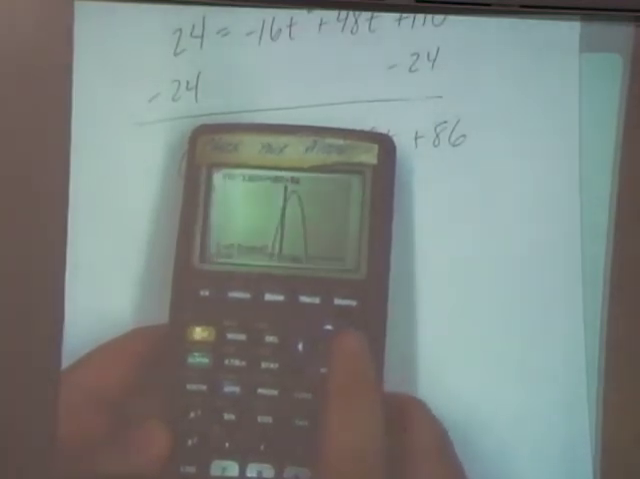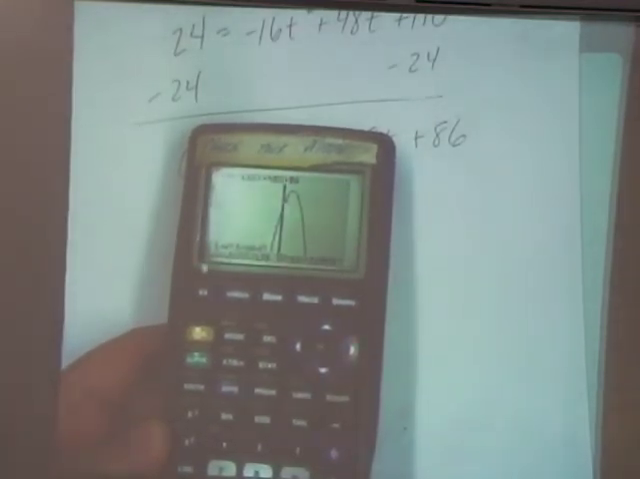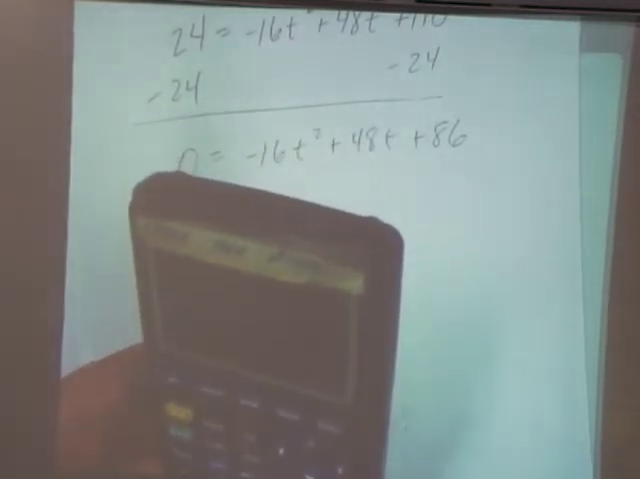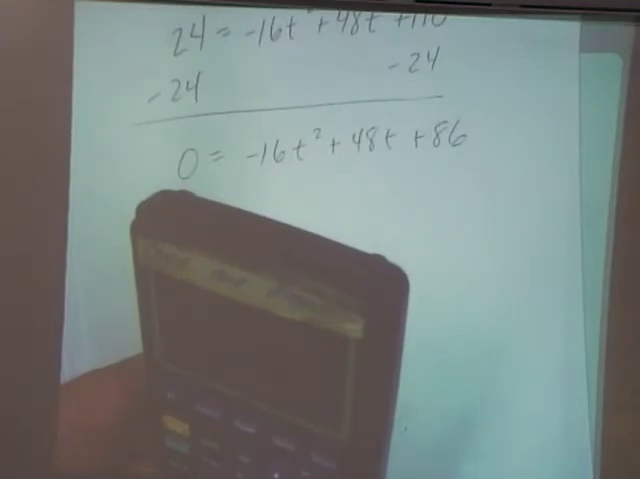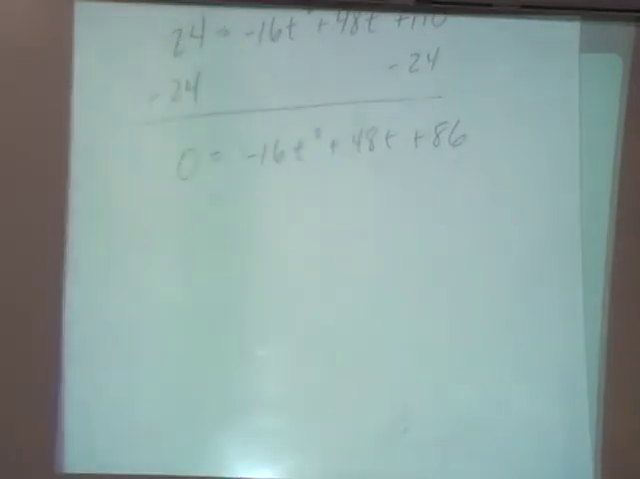Left bound. Make sure you're on the left-hand side of the maximum. Hit enter. Right bound, arrow over to the right-hand side. Make sure you're on the right-hand side. Hit enter, and then hit enter on guess. And you'll find the highest point in between your two bounds. At 1.5 seconds, it's 122 feet, yes.